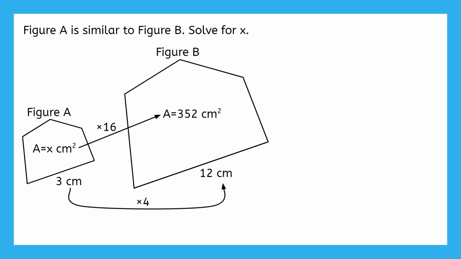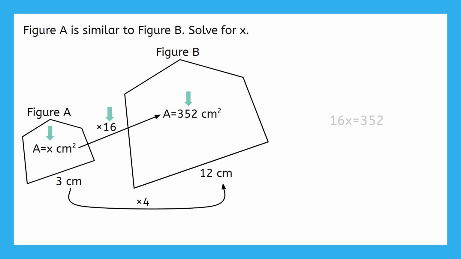Okay, so since the scale factor of the areas is 16, that tells me that x times 16 has to give me 352. Now we can set up an equation to solve for x. Pause the video now to write and solve this equation yourself.